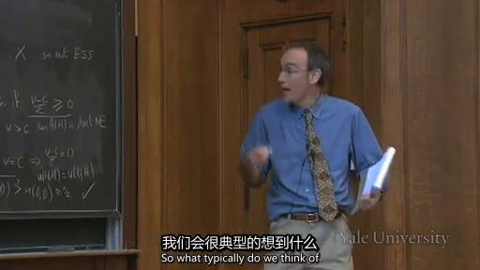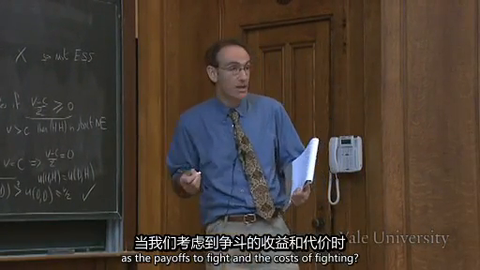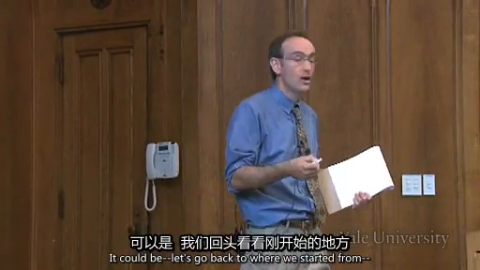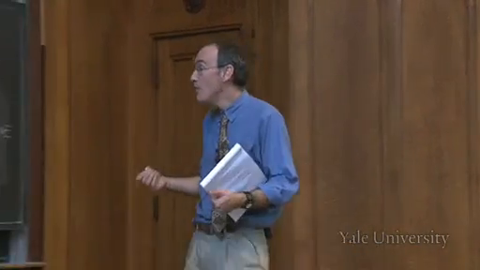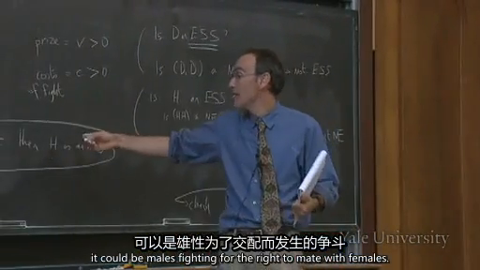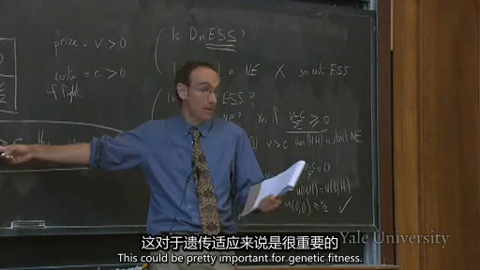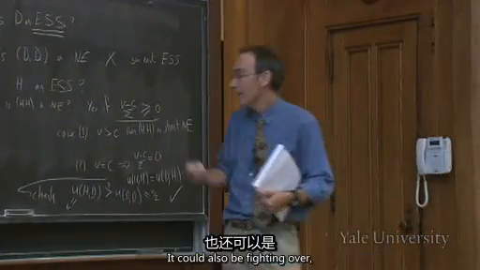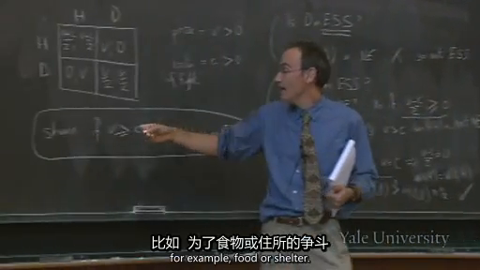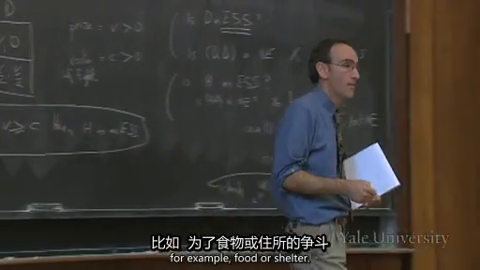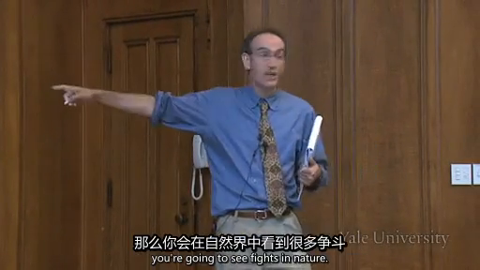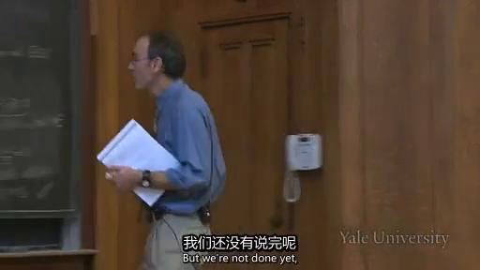So what typically do we think of as the payoff to fight and the cost of fighting? Let's put this in a biological context. The fight could be about what? Let's go back to where we started from: it could be males fighting for the right to mate with females. That's going to be pretty important for genetic fitness. It could be females fighting over the right to mate with males. It could also be fighting over, for example, food or shelter. So if the prize is large and the cost of fighting is small, you're going to see fights in nature. All right? But we're not done yet.